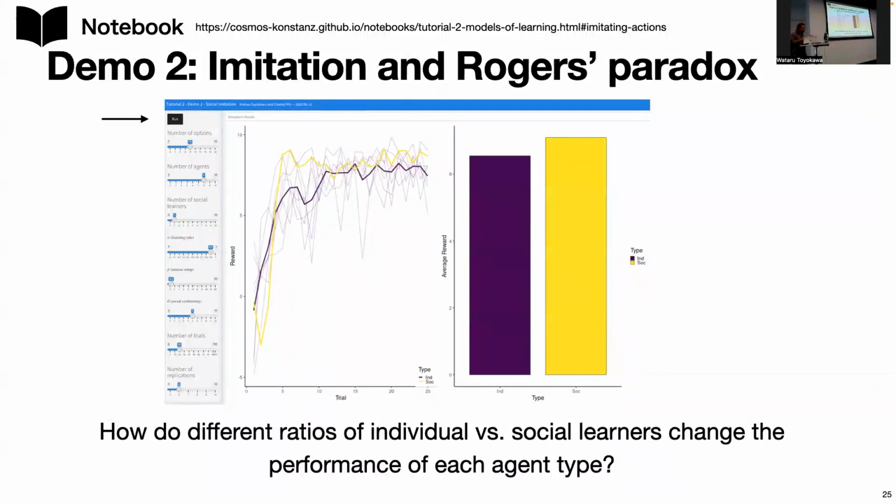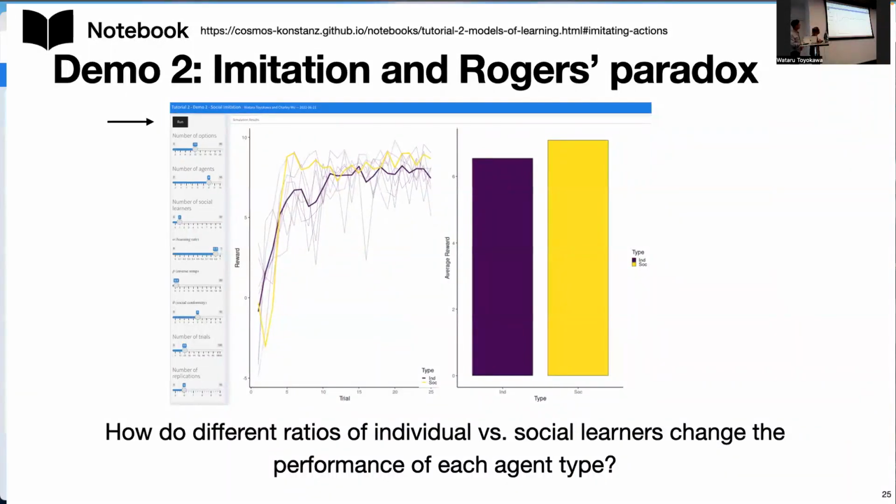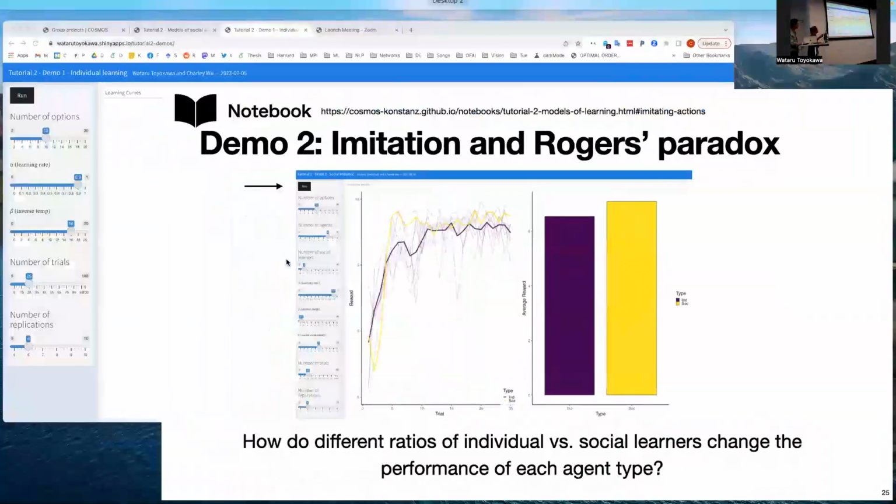So in this demo too, you can go back to the code notebook and please open up the one below. It's not this one, it's the one below. Yeah, this one, imitation. It's not loaded yet, sorry. Or has it? No, it hasn't loaded yet.